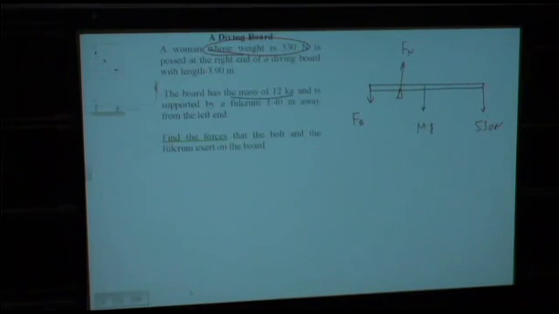Now, distances. The whole length of the board is equal to 3.9 meters. And this distance equals 1.4 meters away from the left. Yes. So what is this distance equal to? A half of 3.9, yes. What did you say? 1.95.